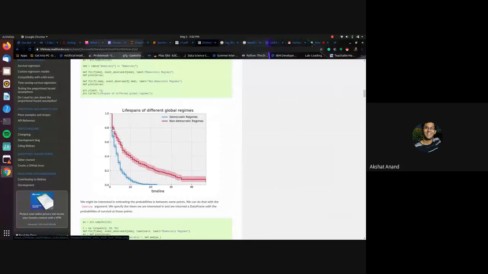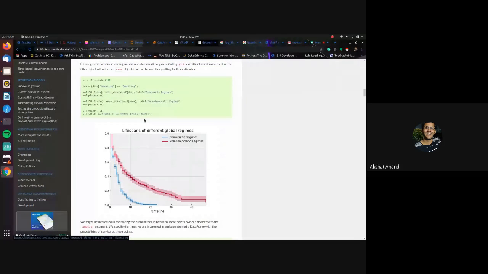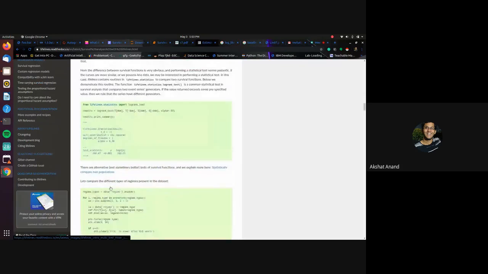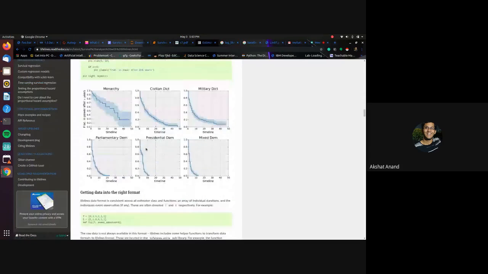We can divide the data into two classes like democratic and non-democratic, define two curves for them, and compare the two classes, so that it can also give a relationship between the two curves. So this was the Kaplan-Meier curve.